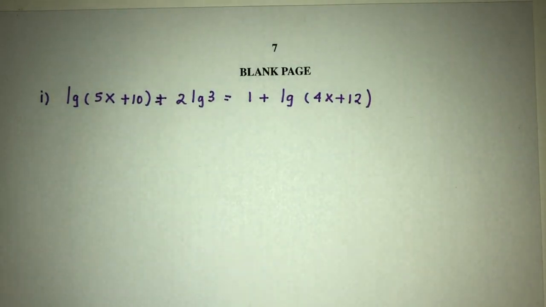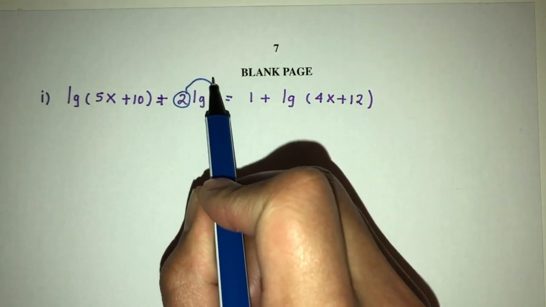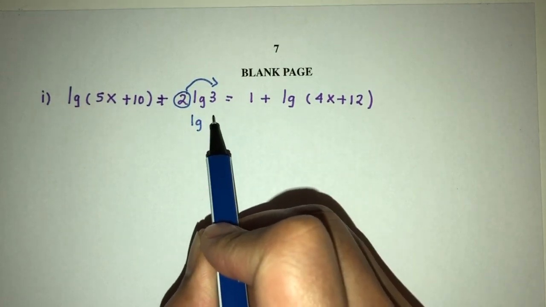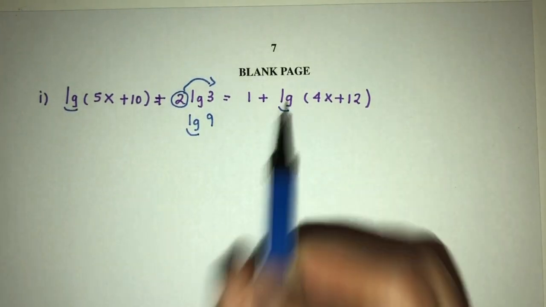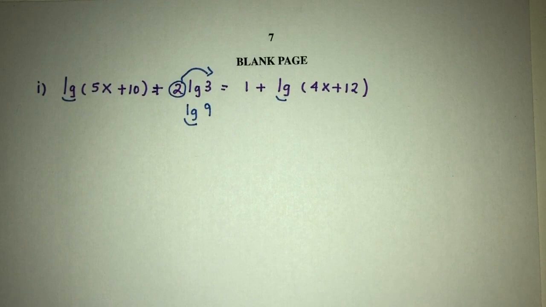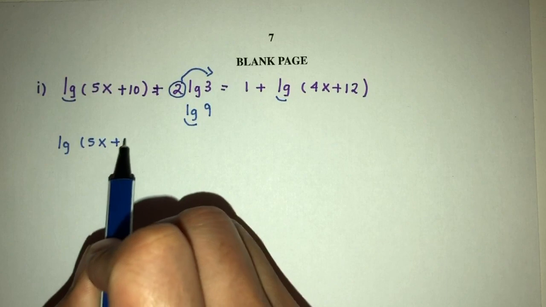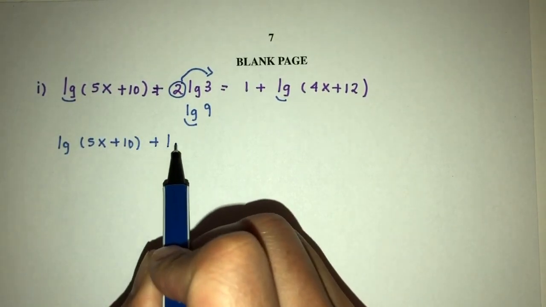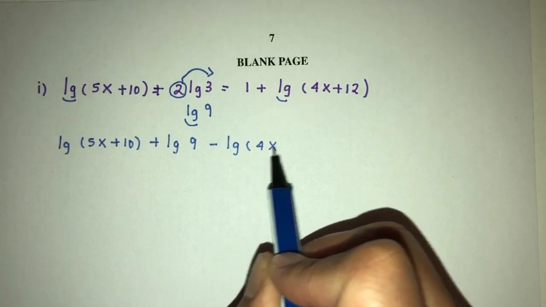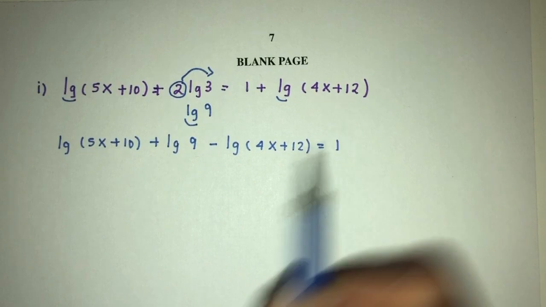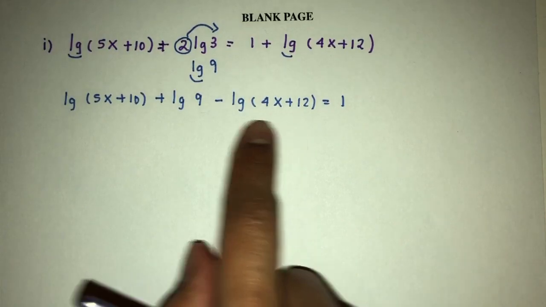Okay, so the first thing I can do here is simplify. I can send this one on top, so you will have lg 3 power 2, which will be 9. Now you can see here we have lg, lg, and lg. Let's send all the logs to one side. You will have lg of 5x plus 10 plus lg of 9 and then minus lg of 4x plus 12 equal to the value of 1. Now we have to use the laws of logarithms to combine those three terms.